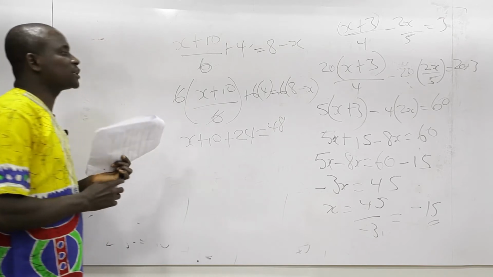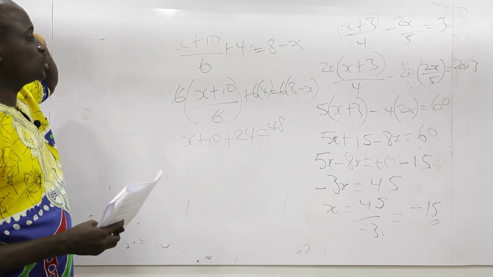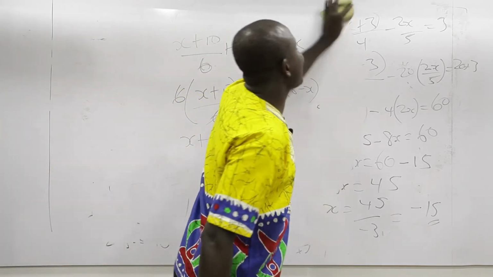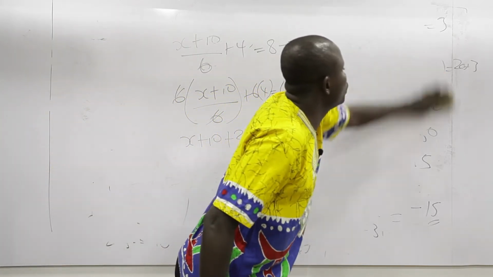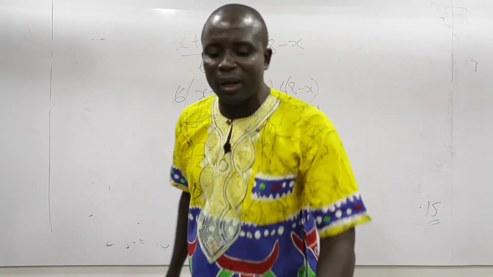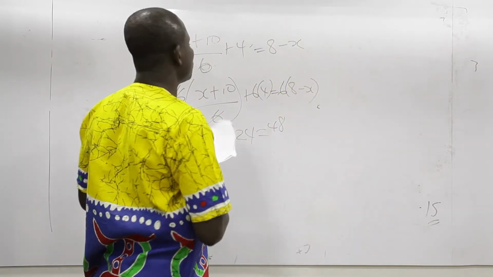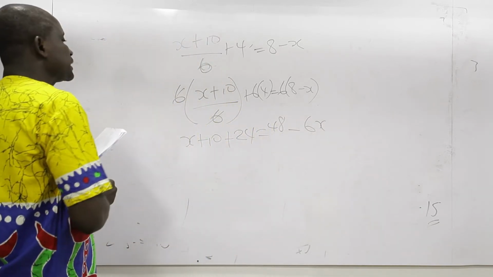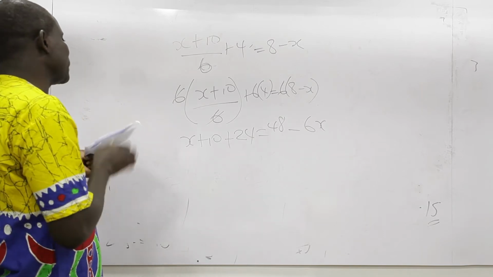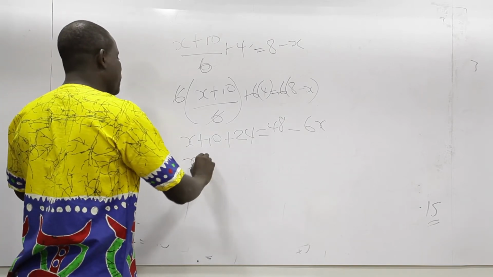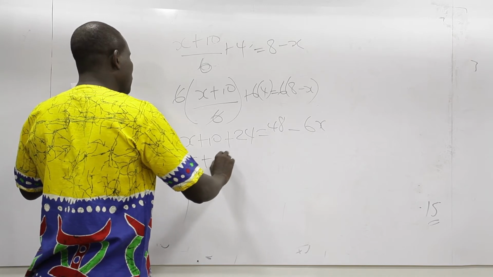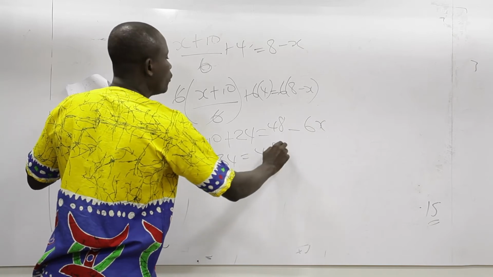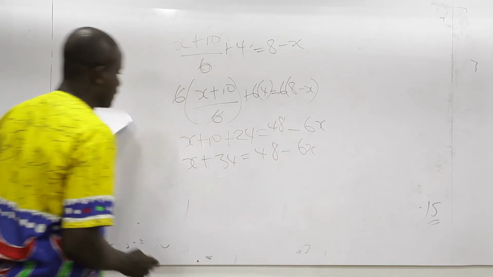So I'm reminding you students, you have to make sure that you go through your times tables: 6 times 1, 6 times 2 is 12, 6 times 3 is 18, and that kind of thing. Most of you underrate this, and that is actually one of the downfalls of the students. Make sure you do that. Then minus 6x. Then I think at this point too, we can still group the like terms. But here I can say x plus, what is it? 34. X plus 34 is equal to 48 minus 6x.